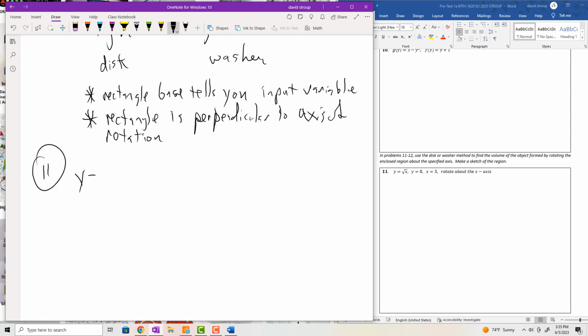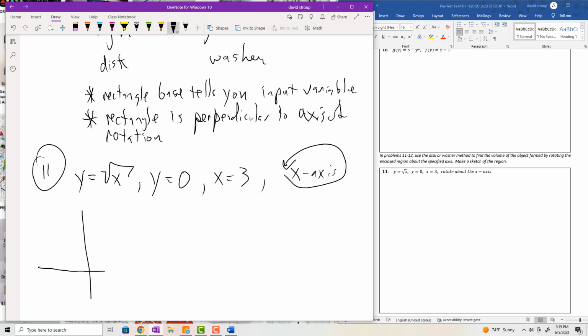We're given our function, square root x, and the region is enclosed by these other two curves, and we're rotating about the x-axis. Okay, so first sketch a picture. The square root of y function is like a sideways-facing parabola, just half of it. y equals 0 is the x-axis, and then x equals 3 is a vertical line at 3. So the region we're rotating is this region, and we're going about the x-axis. The rectangles are perpendicular to the axis of rotation, so there you go.